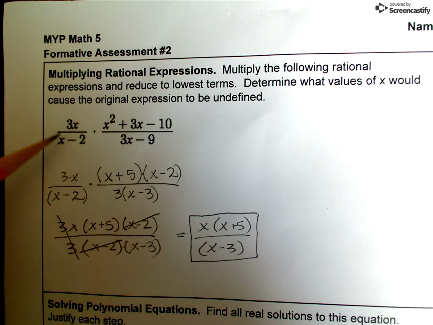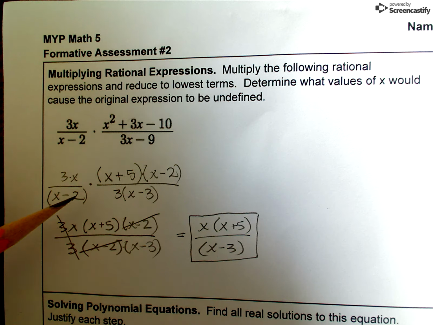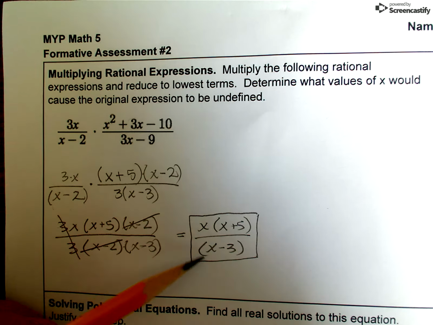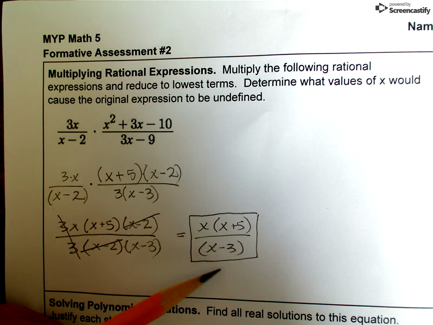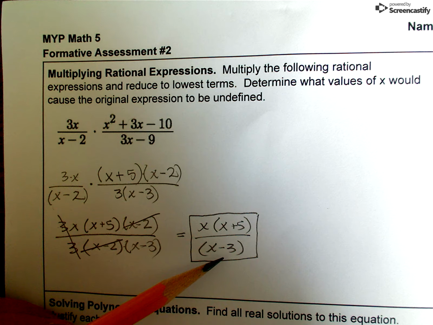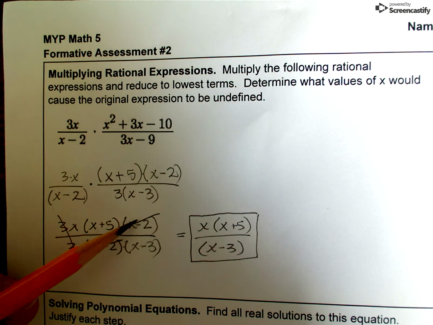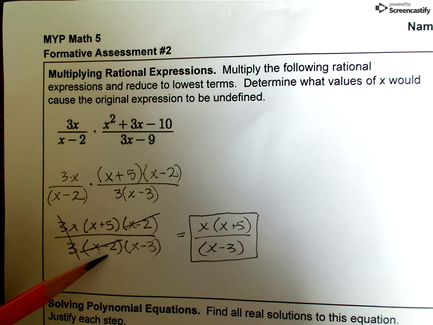This is the original expression up here, these two expressions being multiplied. And I have to think about all the values of x that would cause me to divide by 0. I can look here and see that if x was equal to 3 in my final expression, that would cause me to divide by 0, and thus the final expression would be undefined if x was equal to 3. Now, I have to consider the factors that I canceled out also, because those are part of the original expression.